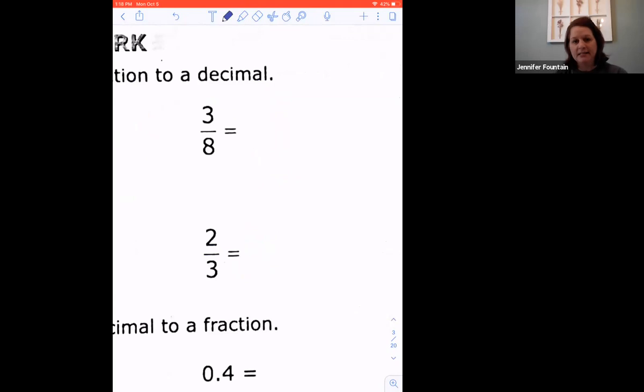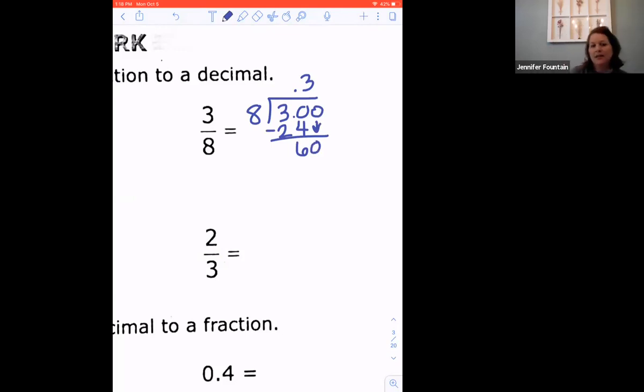3 divided by 8 is what 3/8 means. So I have 8 into 3. 8 won't go into 3, so I add my decimal and a 0. Put my decimal in my answer. 8 will go into 30 3 times, and 8 times 3 is 24. I'm going to subtract. 30 minus 24 is 6. Add a 0, bring it down. 8 will go into 60. I've got to think about my multiples of 8. I know it's going to be less than 10 because 8 times 10 is 80.